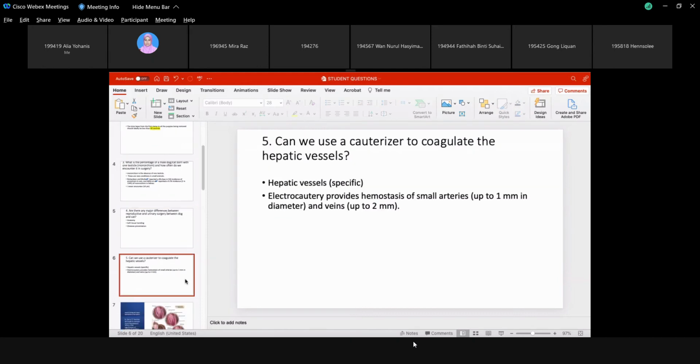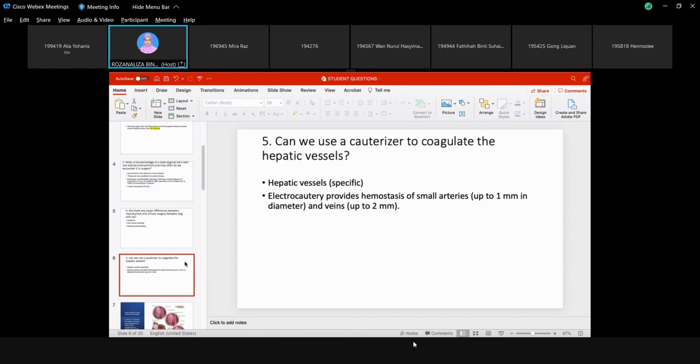Okay, sure, doctor. So question number 5: can we use a cauterizer to coagulate the hepatic vessel? Okay, so vessel is a very broad term. A vessel can be your large arteries, your large veins, your venules, your arterioles; all those are vessels. So I'm assuming that this is probably the small arteries and veins.